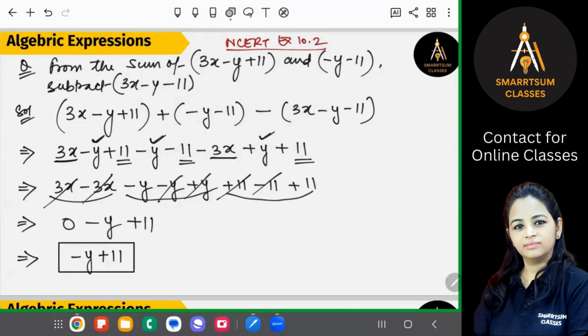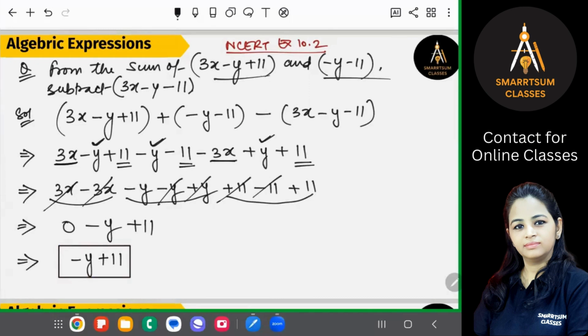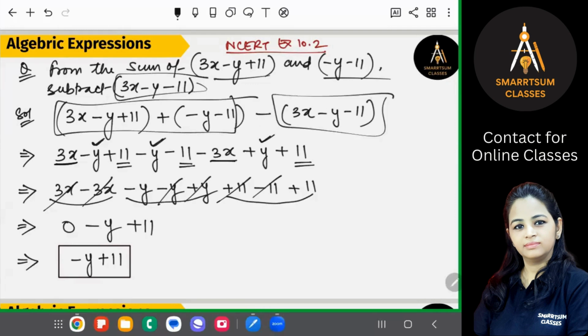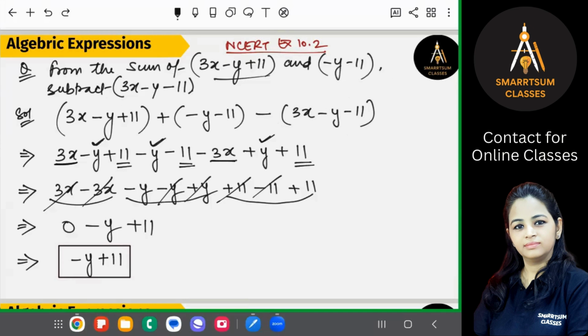So what we have done? We have subtracted the third expression from the sum of the first and second expression. We have first written them together, the sum of the first and second expression like this. And then we are subtracting the third one, so we have put it here with a negative sign. Okay. So in this way, we can solve this whole question together in a horizontal method. And this is our final answer. So now I hope you have understood this.